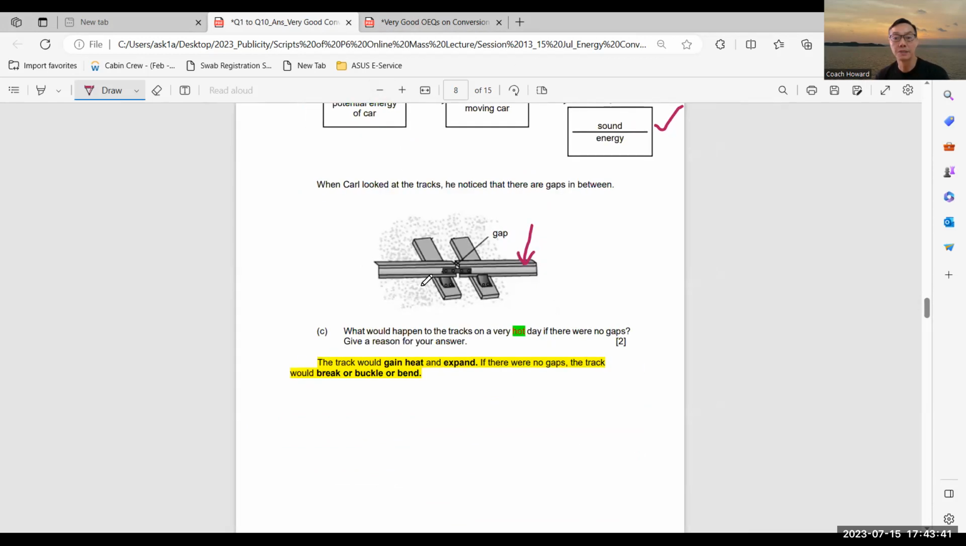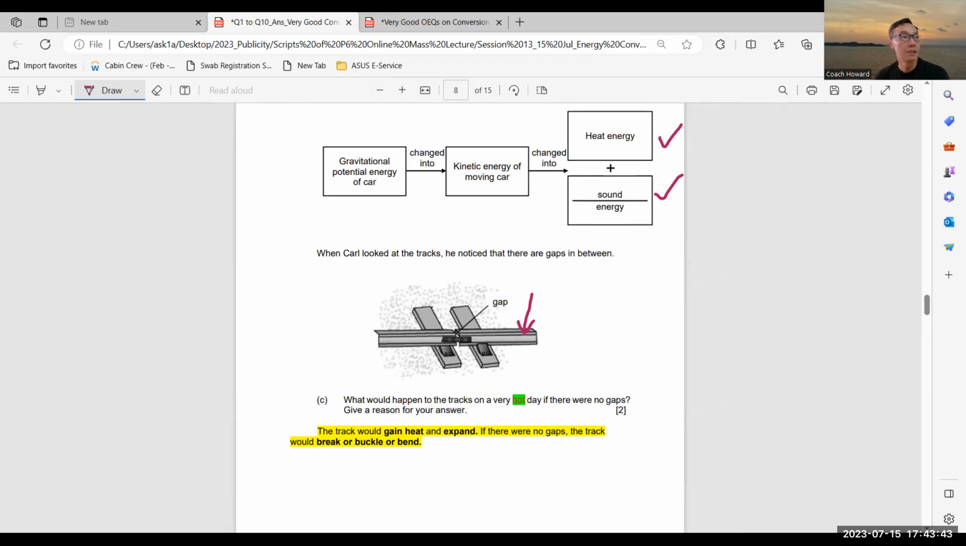So take note of these two questions. Screenshot I will send over now. No gap means quite dangerous because the track would gain heat, expand and buckle.